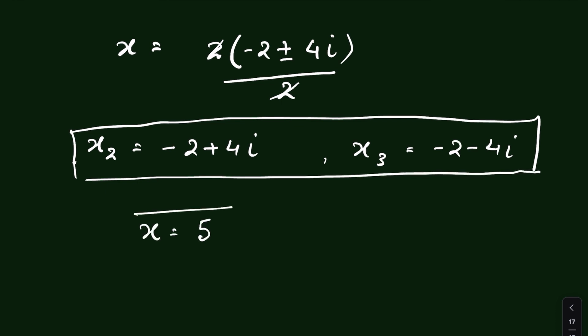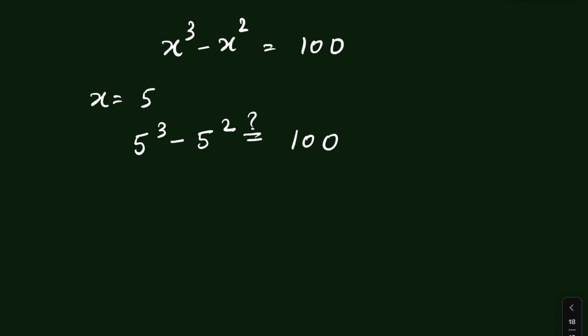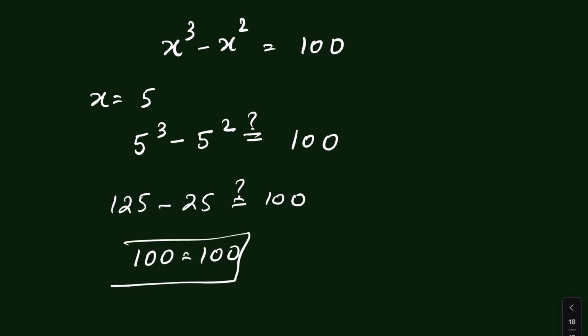Now we can verify this solution. x cube minus x square is equal to 100. When x is equal to 5, it will be 5 cube minus 5 square. This should be equal to 100. 5 cube is 125 minus 5 square is 25. 125 minus 25 is 100. LHS is equal to RHS. Therefore, x is equal to 5 is the correct solution.